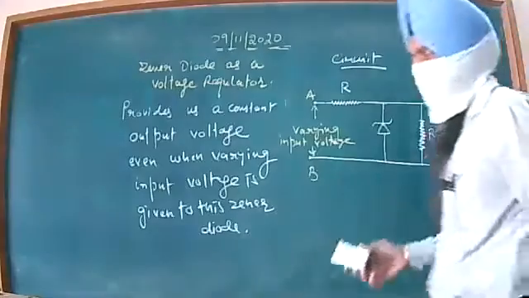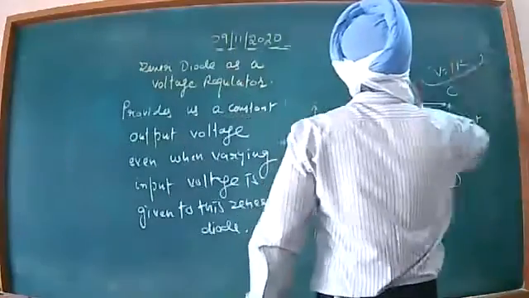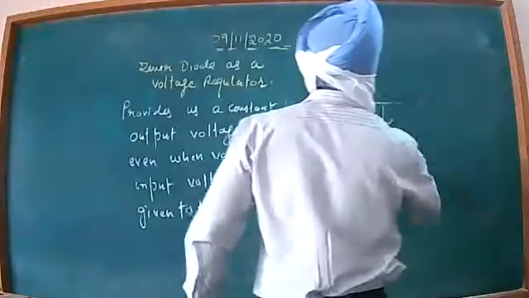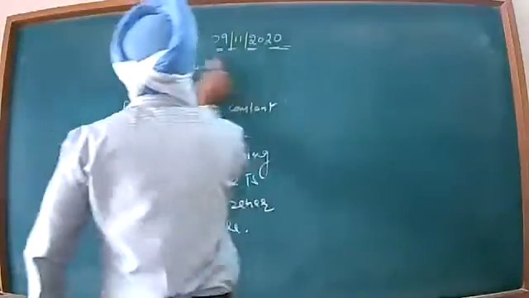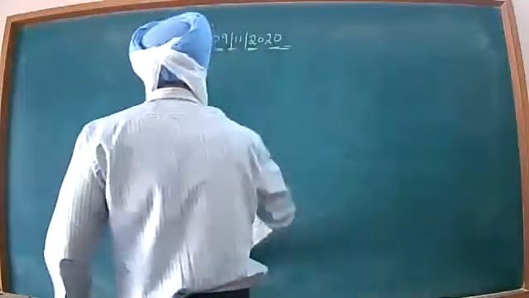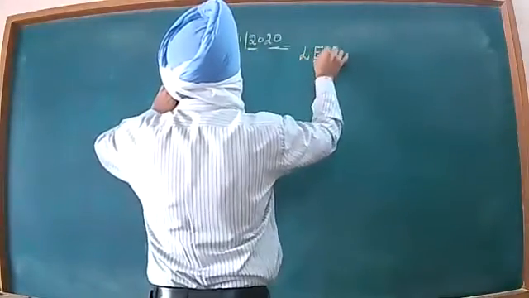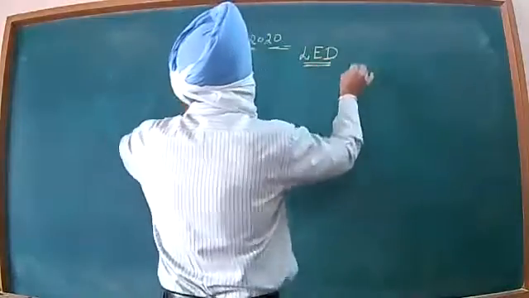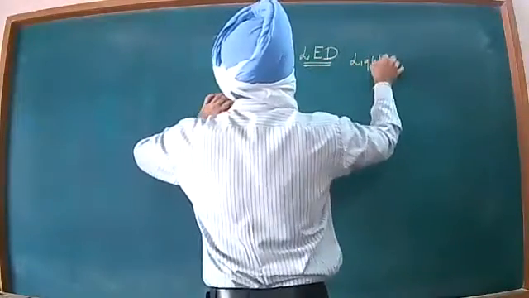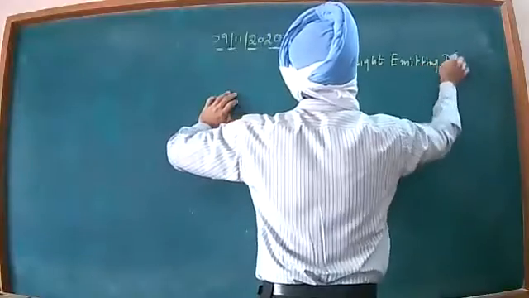Now, beta, after the discussion of this Zener diode, I come across a new type of diode, that is LED, light emitting diode, beta. Let us discuss the light emitting diode. Full form is light emitting diode, beta.